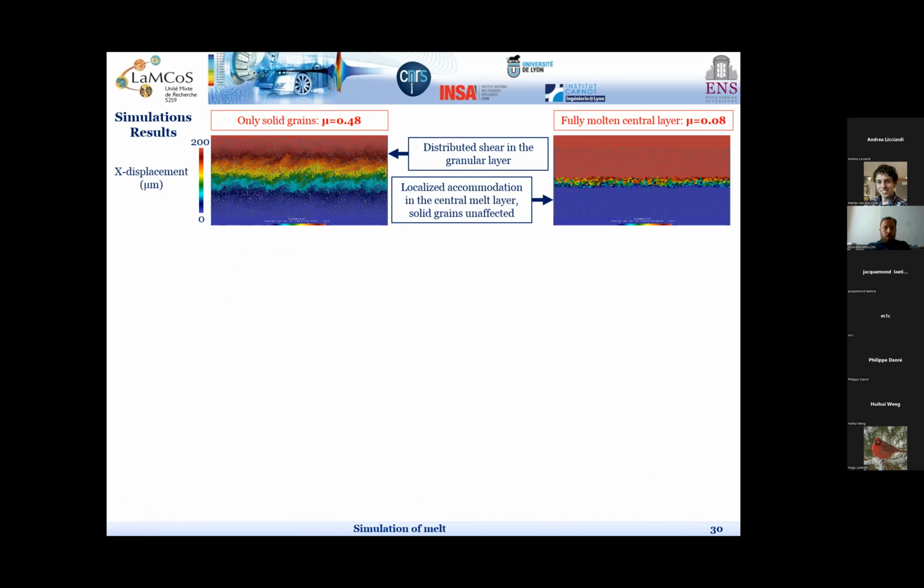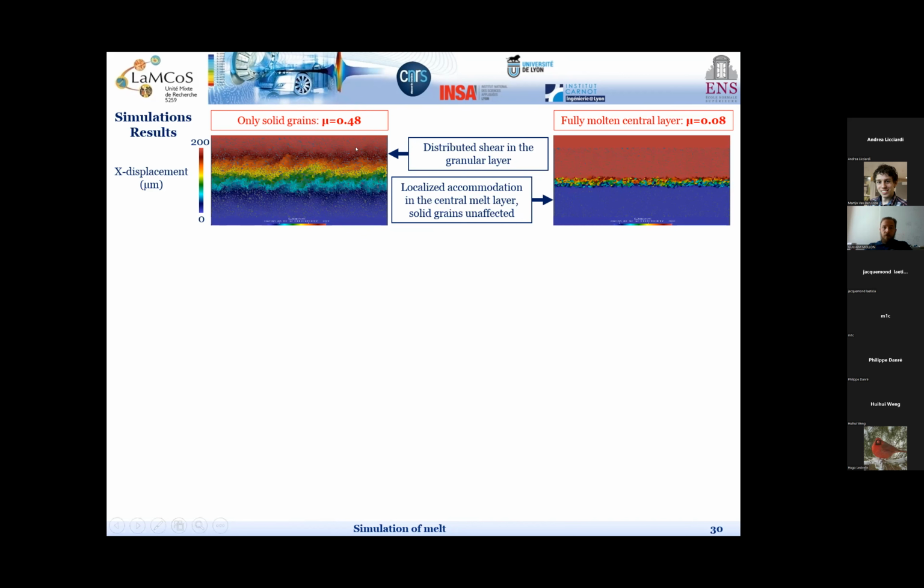We can pay attention to two end members. The first end member is the one with only solid grains, and we have a friction coefficient in that case which is close to 0.5, let's say. And in the case of a fully molten central layer, we have a friction coefficient which is close to 0.1. So we have a very large decrease of the friction of the interface. But we also have very large differences in the behavior of the interface.